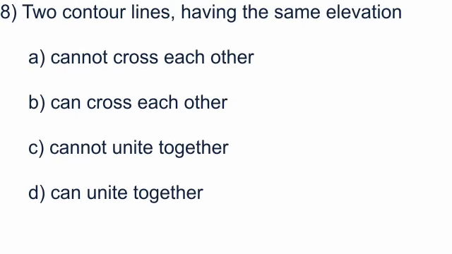Two contour lines having the same elevation, option A cannot cross each other, option B can cross each other, option C cannot unite together, and option D can unite together. And the answer is option C cannot unite together. Two contour lines having the same elevation cannot unite together. Option C is the answer.